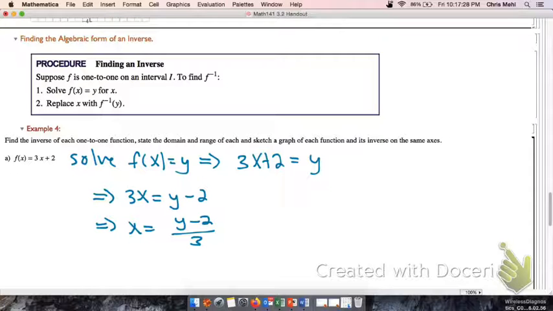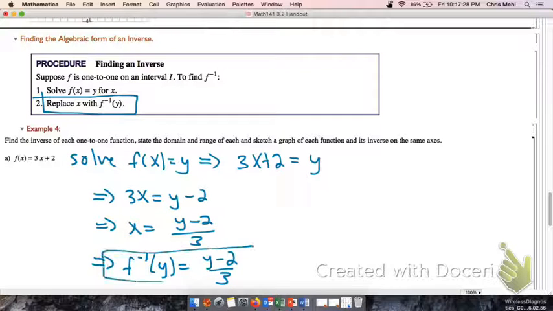And then notice what step 2 says. Step 2 says to replace x with the notation f inverse of y, and I get (y minus 2) over 3. Okay. So our textbook always has you write the inverse function as a function of y. Now you could use any letter you want, right?